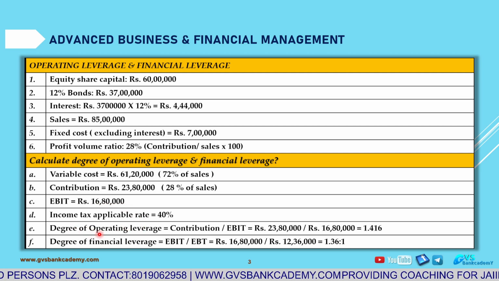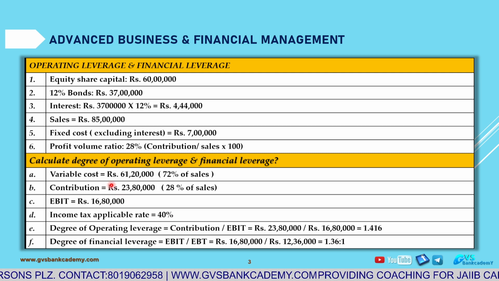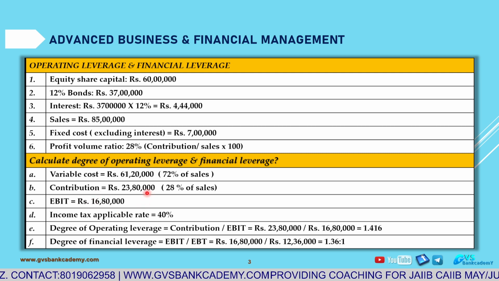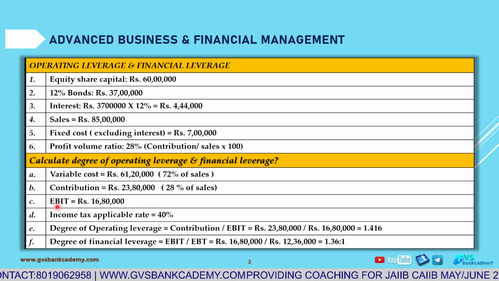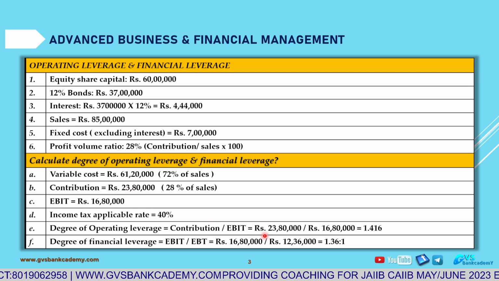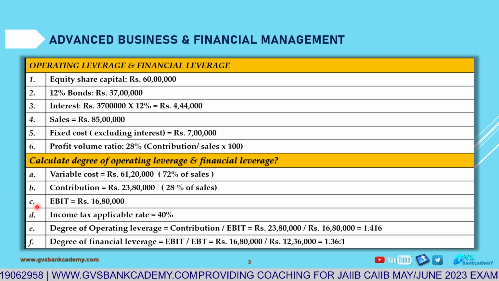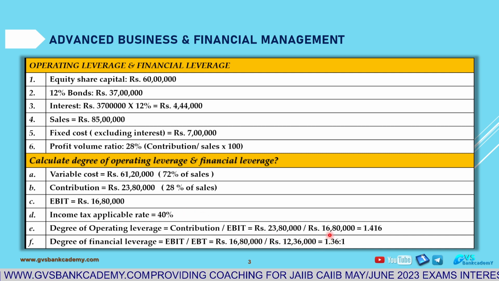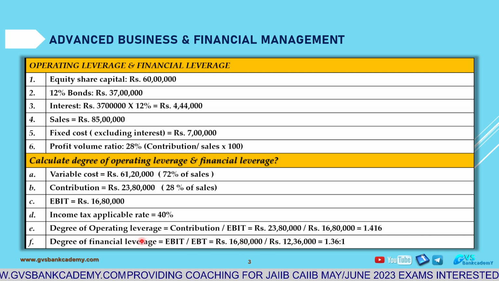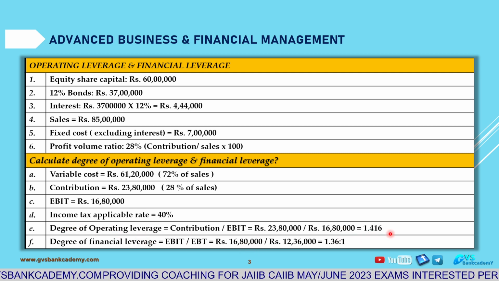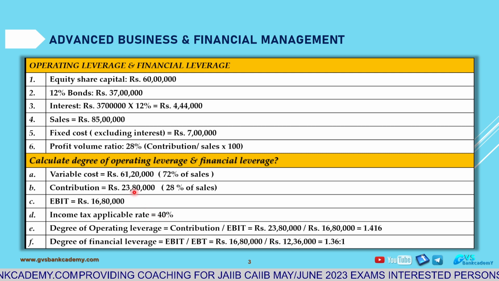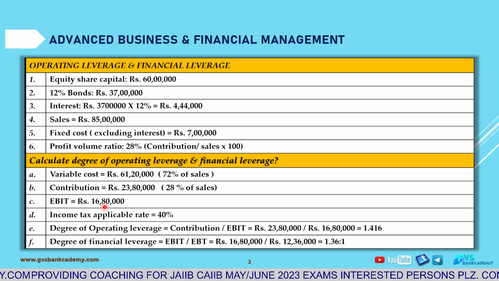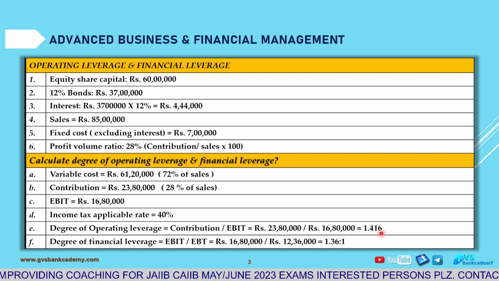So what is the operating leverage formula? Contribution by EBIT, earnings before interest and tax. Contribution 23 lakh 80,000 divided by EBIT of 16 lakh 80,000. Now the operating leverage is 1.416.